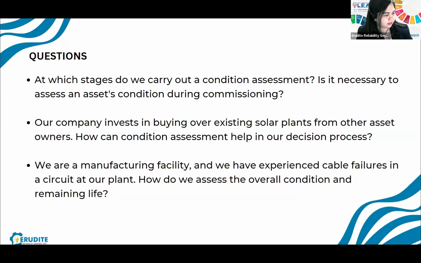Okay, so here are some chat questions I've got. First is, at which stages do we carry out a condition assessment? Is it necessary to assess an asset's condition during commissioning?